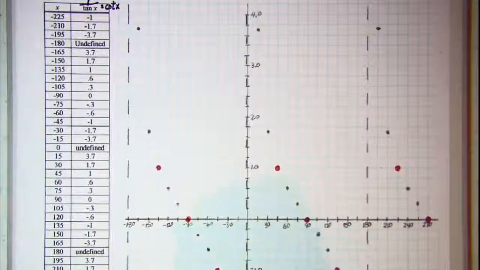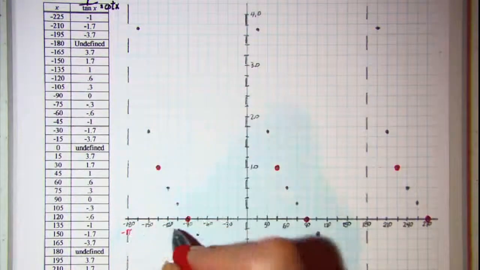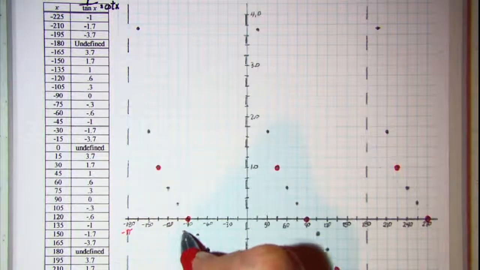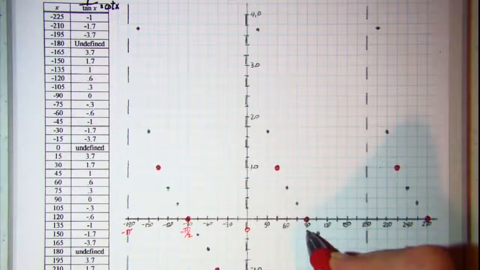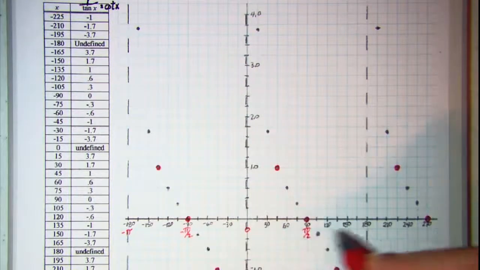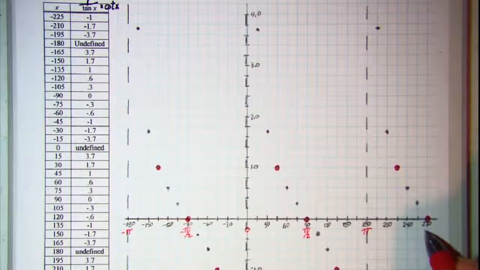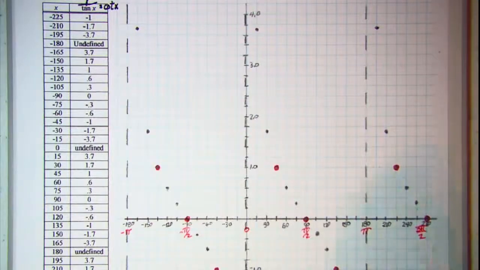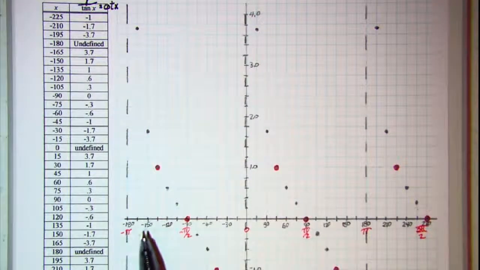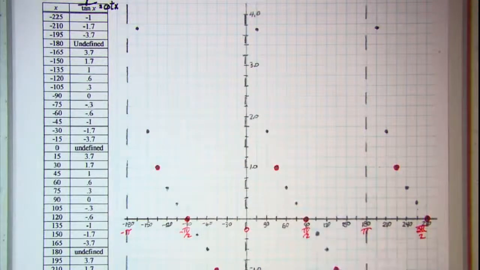Our radian measures then for negative 180 would be negative pi, and for negative 90 is negative pi over 2, and this is 0, and then for 90 is pi over 2, and for 180 we have pi, and then for 270 is 3 pi over 2. So these are our main values that we'll need to be familiar with in radians.